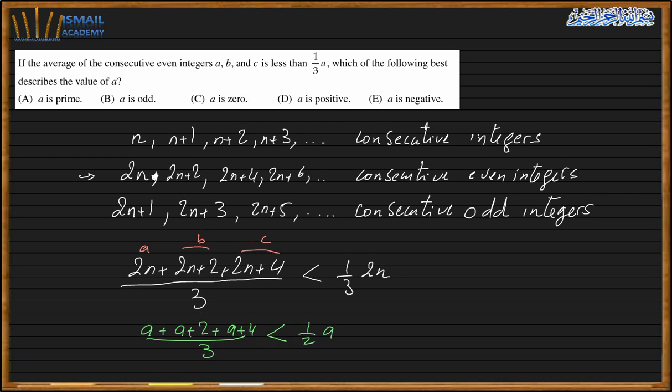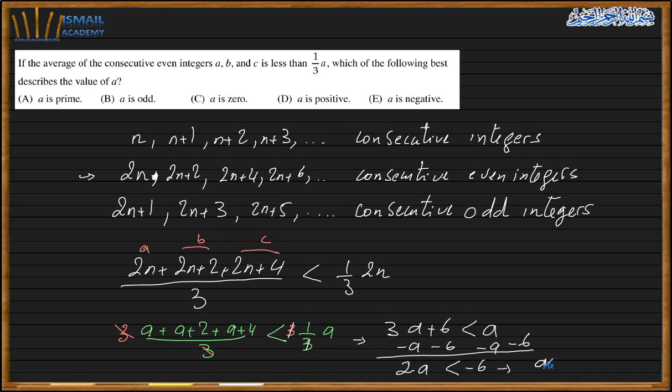So a plus a is 3a plus x is less than a, because minus side. So I get 2a is less than minus 6. So that a is less than minus 3, but it's not positive, because the number is negative.